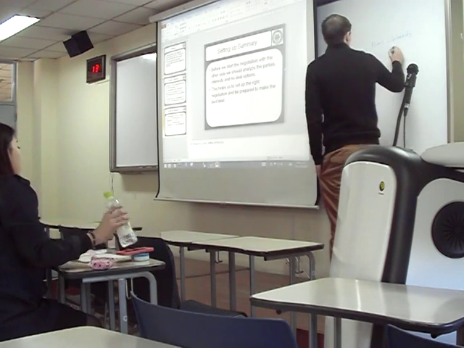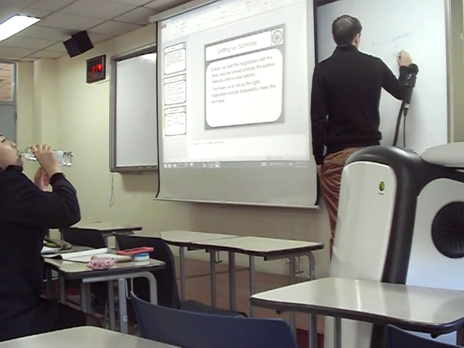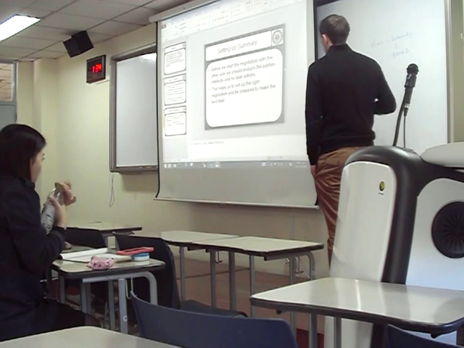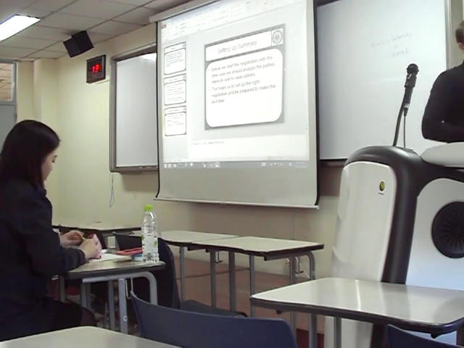BATNA. So if we know the interests, we can figure out our BATNA and the other person's BATNA. Absolutely. Our no deal options. We should find our no deal option. What else should we think about?